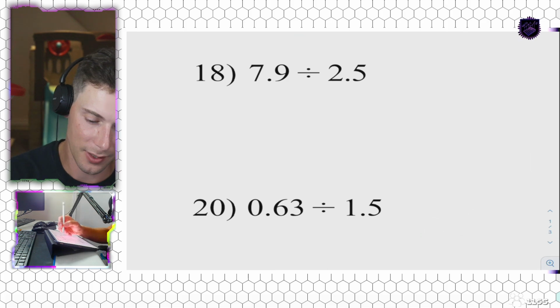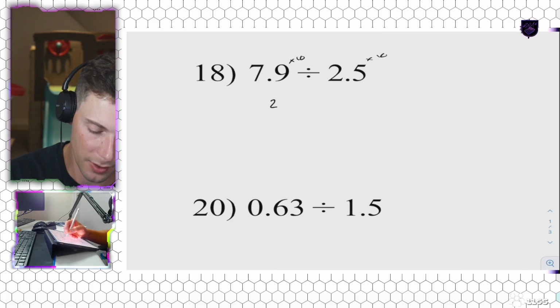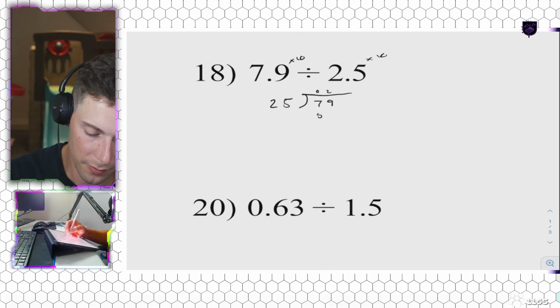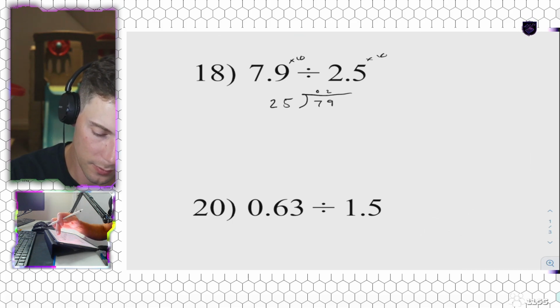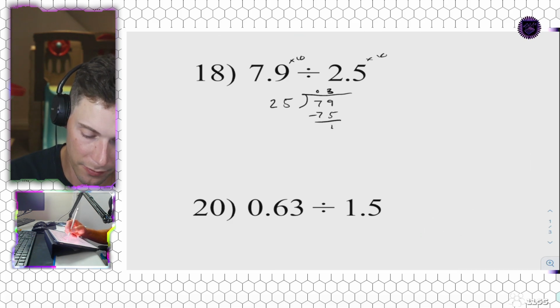18. That's, yeah, same thing. Times 10. Times 10. And it's going to be 25. Oh, that's a nice number to work with. And 79. Now it's going to go in twice for, no, it's going to go in 3 times for 75, leaving us with the remainder of 4. And then we'll do our point. We'll drop down our 0.